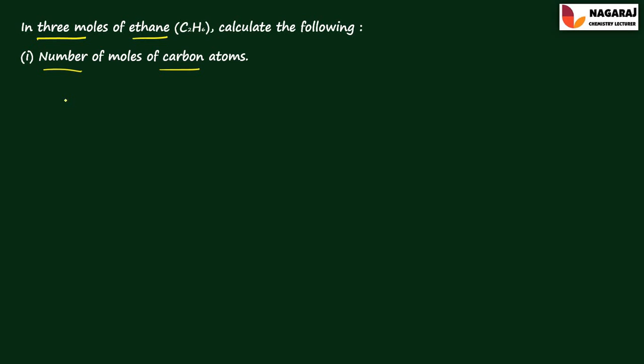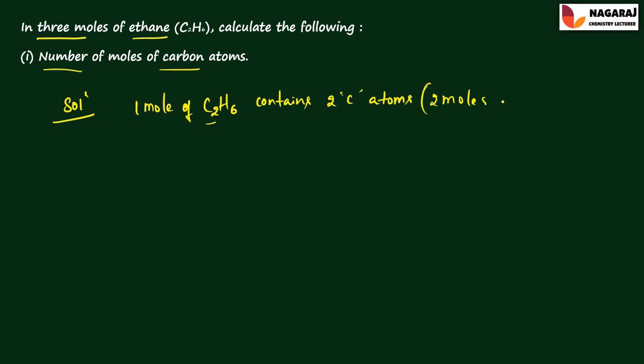So solution, write the standard statement. 1 mole of ethane, C2H6, contains how many carbon atoms? 2 carbon atoms. So it is a standard statement. 1 mole of ethane contains 2 carbon atoms, or it is to be represented as 2 moles of carbon atoms.